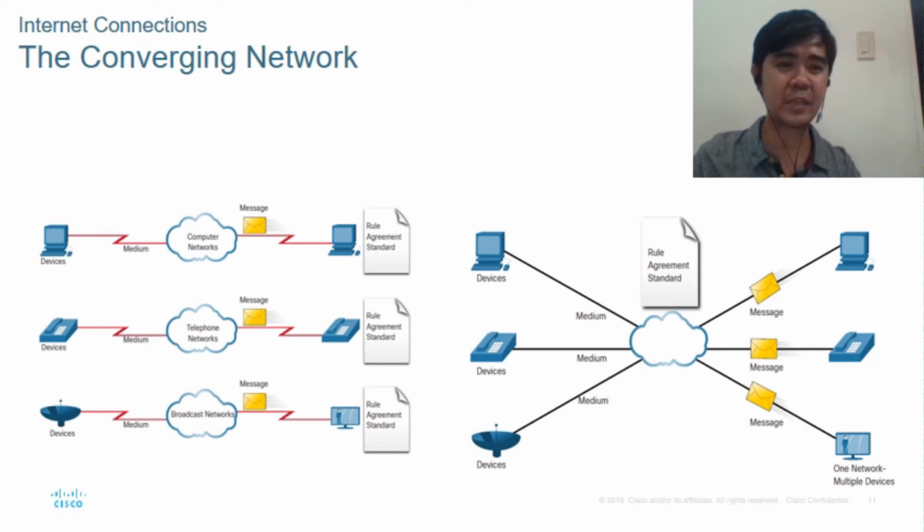And then the last of the topics is converged network, a converged network infrastructure. Before, connecting computers had its own network infrastructure, so as with telephone, so as with satellite, so as with broadcasting. But now, we are moving to having one single infrastructure for all. Okay? One infrastructure for our computers, for our phones, for our satellite, even for broadcasting.